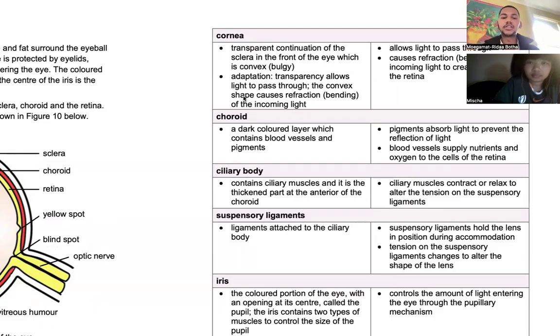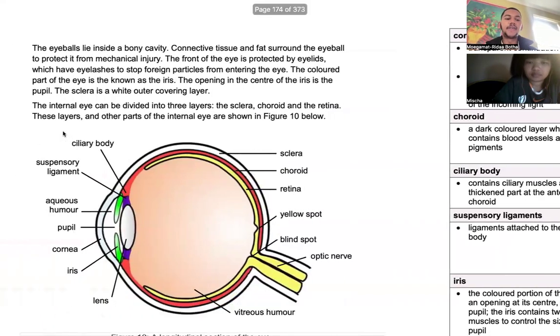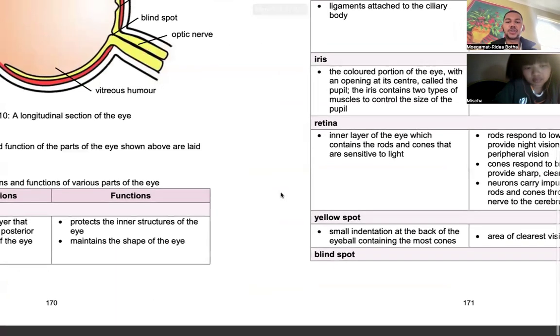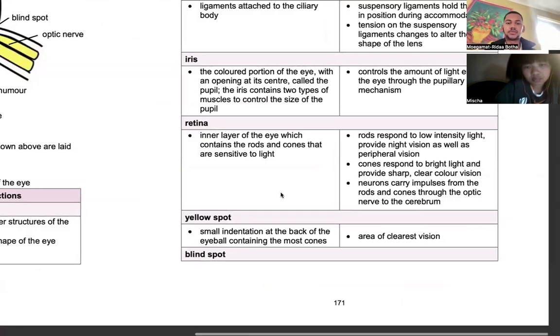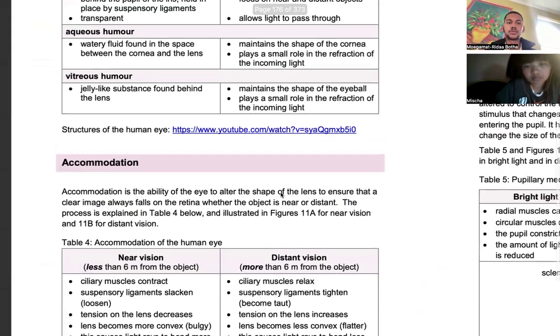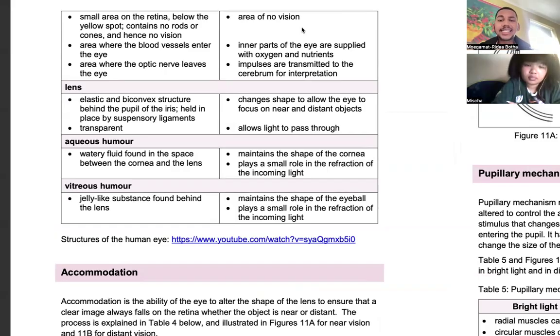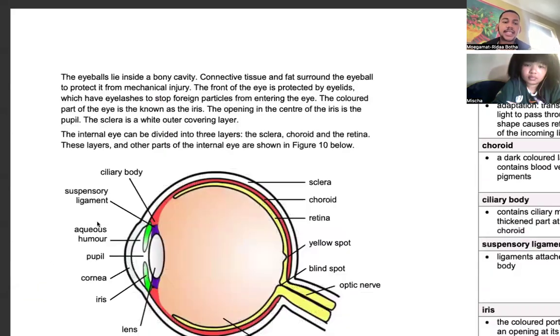Okay, moving on to the other structure. So we can see here that below the cornea, you have something called the aqueous humor. Okay, so what's the structure and function of the aqueous humor? The aqueous humor is a watery fluid found in the space between the cornea and the lens. And the function is that it maintains the shape of the cornea and it plays a small role in the refraction of the incoming light. Okay, so that's the aqueous humor.